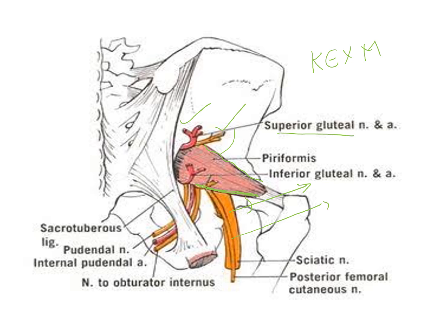Then we have the posterior femoral cutaneous nerve, and then we have the inferior gluteal artery and inferior gluteal nerve. Then we have the PIN structures, namely the pudendal nerve, internal pudendal vessels, and nerve to obturator internus. These are the structures emerging above and below the piriformis muscle. That is why the piriformis muscle is called the key muscle of this region.